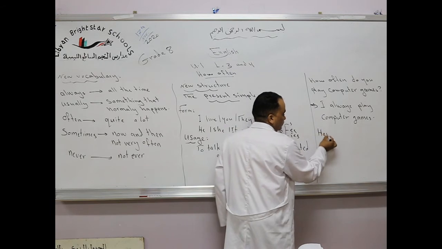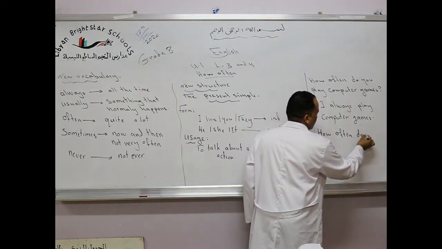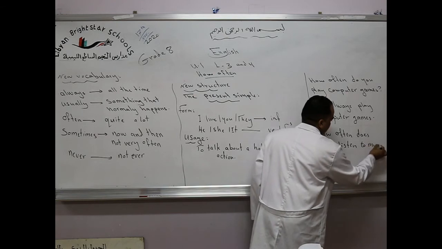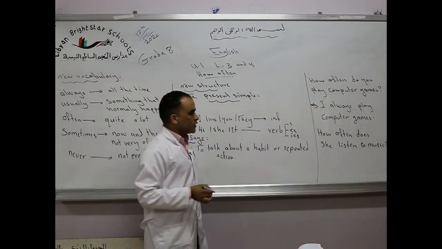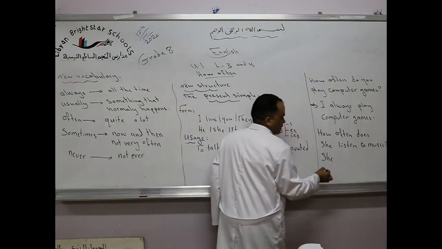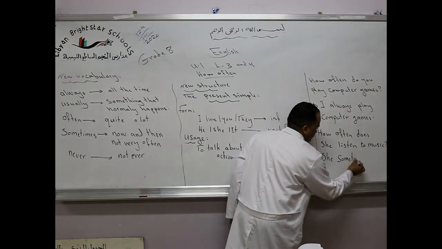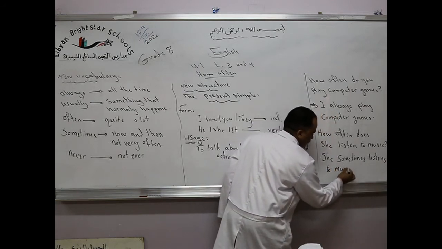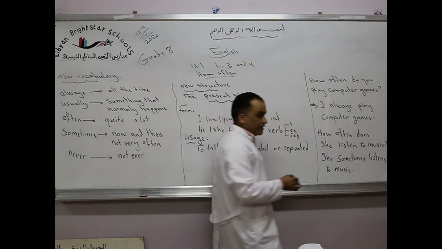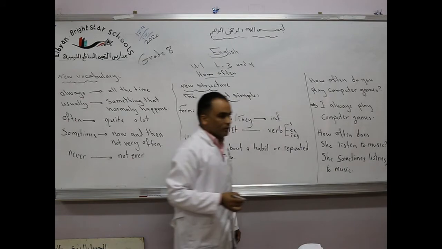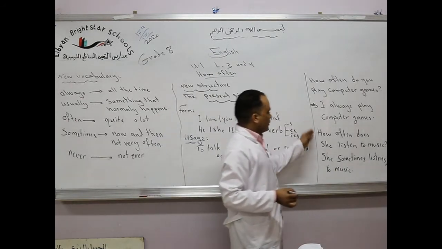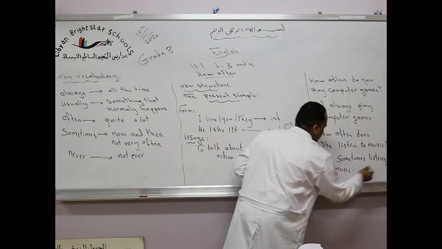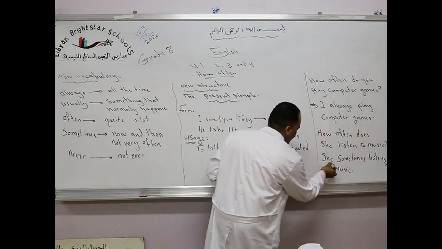How often does she listen to music? She sometimes listens to music. Again, how often does she listen to music? She sometimes listens to music. We add s at the end of the verb because the sentence starts with she.